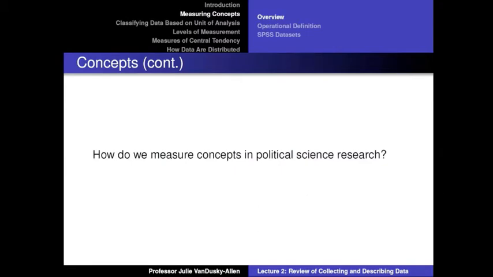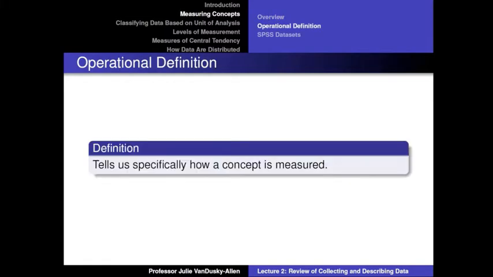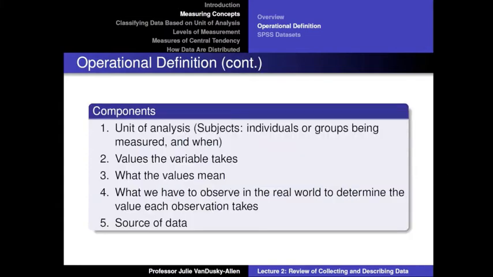In this part of the lecture, I will show you how to define concepts so they are measurable. When we measure concepts, we start by developing an operational definition. An operational definition tells us specifically how the concept is measured. The operational definition starts with the unit of analysis. The unit of analysis tells us who the subjects of the dataset are. Is it individuals or groups being measured, and when? The operational definition also includes the values the variable takes, what those values mean, what we have to do to observe in the real world to determine the value each observation takes, and the source of the data.